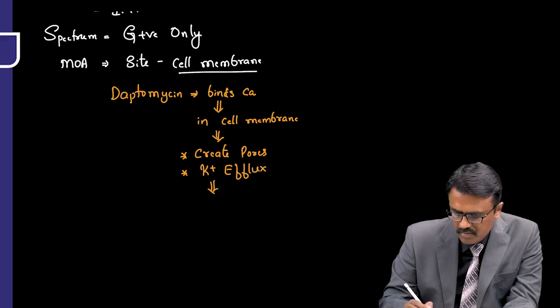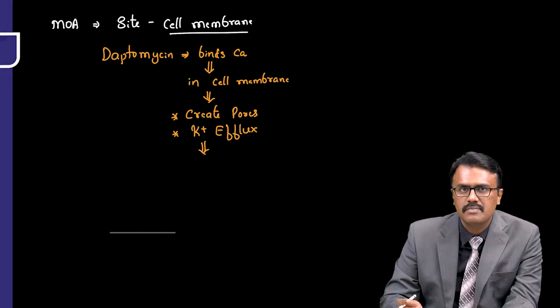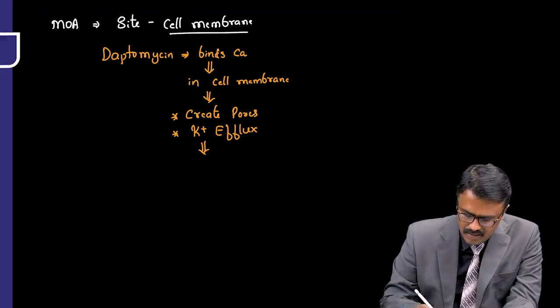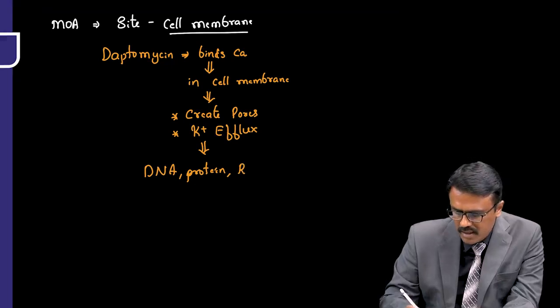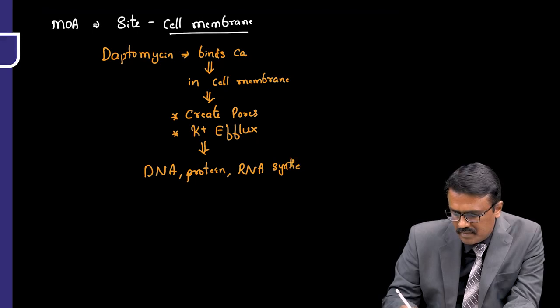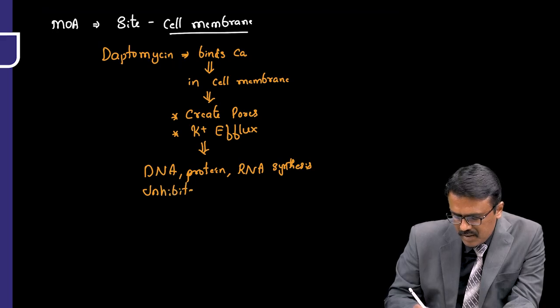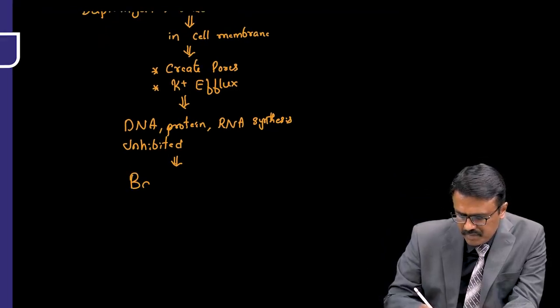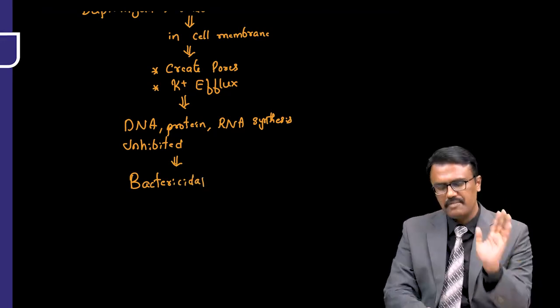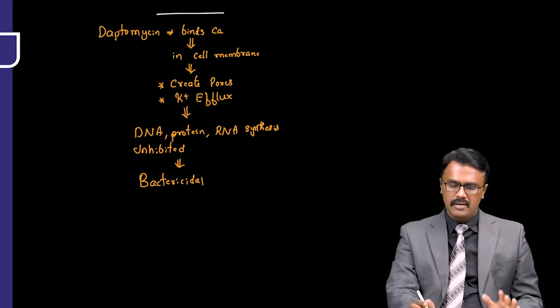Now when the potassium efflux occurs, there is paralysis of the cell. The DNA, protein and RNA synthesis are inhibited. And remember, this drug is bactericidal in nature. The drug is bactericidal in nature. So this is in detail.